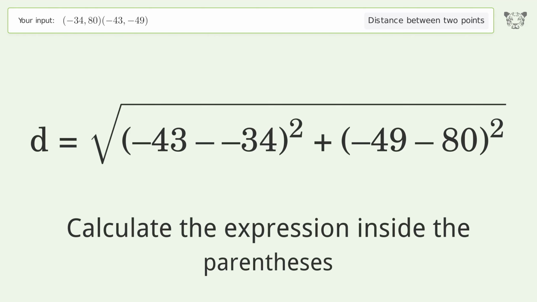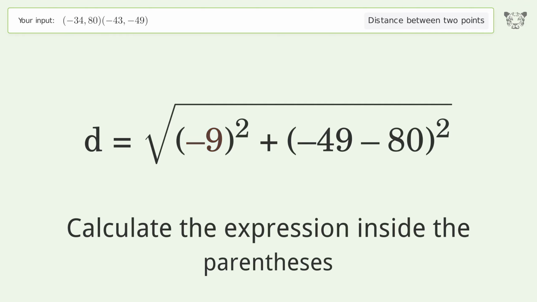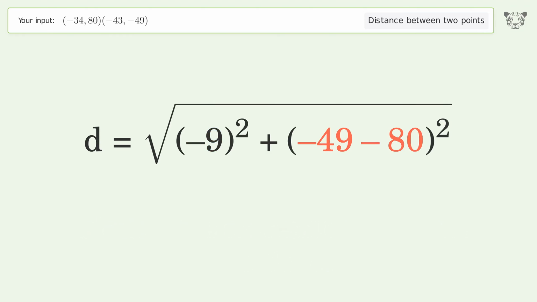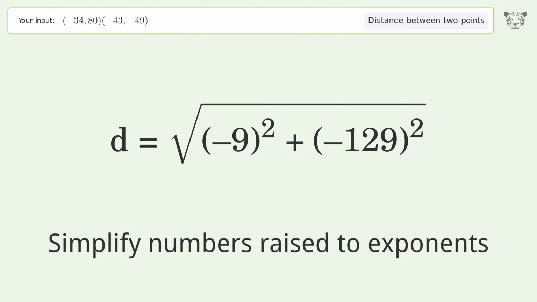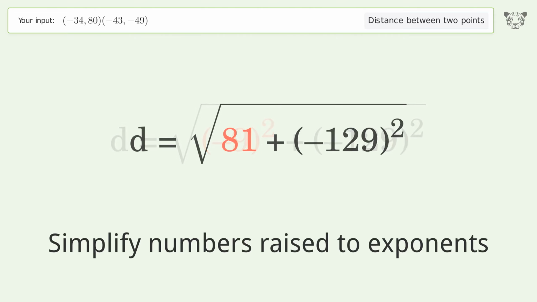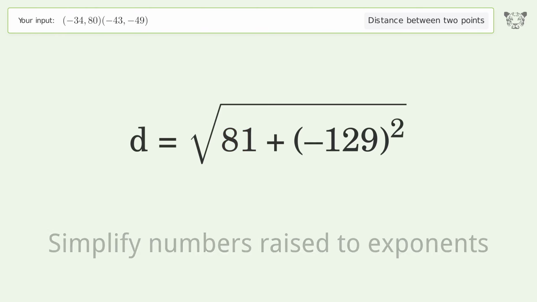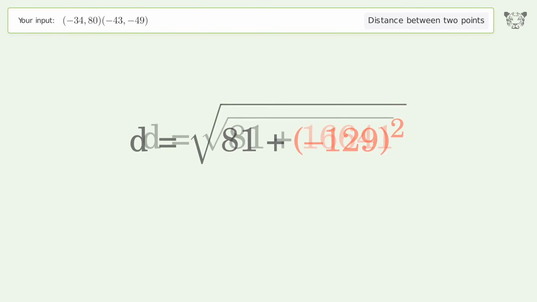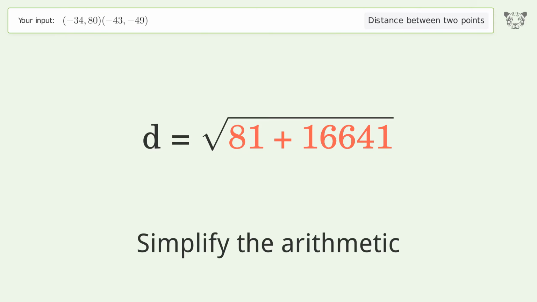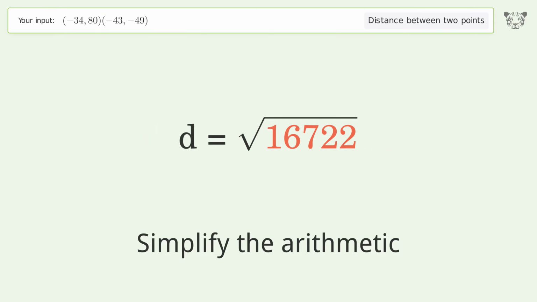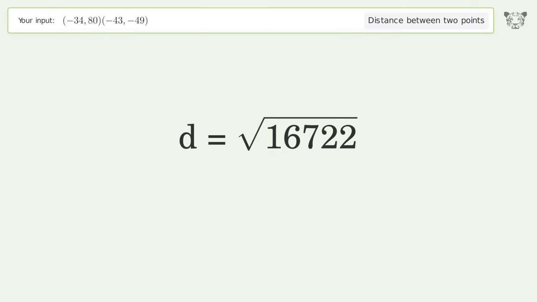Calculate the expression inside the parentheses. Simplify numbers raised to exponents. Simplify the arithmetic. And so the distance between the 2 points is the square root of 16,722, or 129.314.